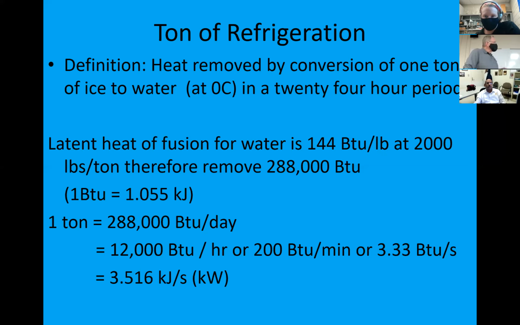So basically it says here, the latent heat of fusion for water is about 144 BTUs per pound at 2,000 pounds per ton. Therefore, we're removing 288,000 BTUs. If you want to convert it to kilojoules, which would bring us more in line with the rest of the world, simply do this calculation. And so what we're talking about here is removing 3.516 kilojoules per second.